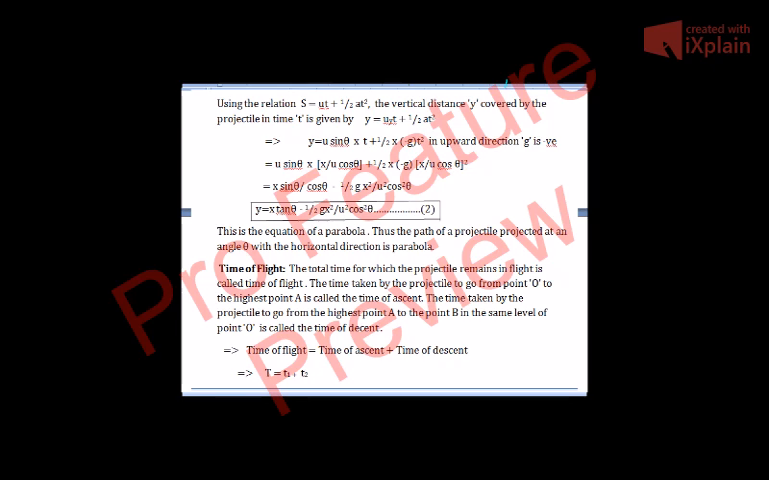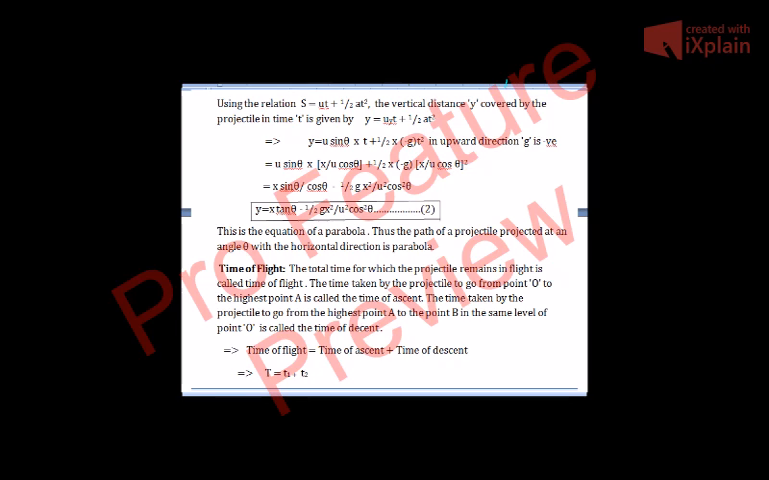So y will be equal to x sin theta by cos theta minus 1 by 2 gx square by u square cos square theta. Well, sin theta by cos theta is equal to tan theta. So y will be equal to x tan theta minus 1 by 2 gx square by u square cos square theta. Let us denote this relation by equation 2. This is the equation of parabola. If you can see, it is a quadratic equation. So this is an equation of parabola. Thus the path of a projectile projected at an angle theta with the horizontal direction is a parabola.